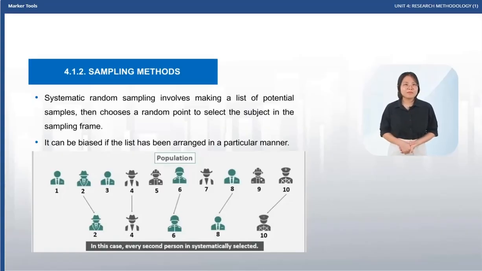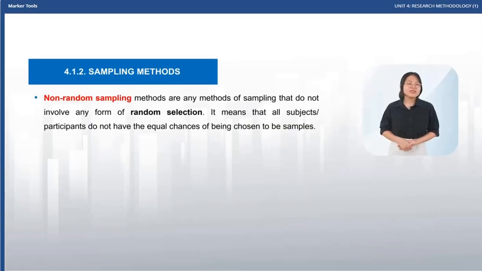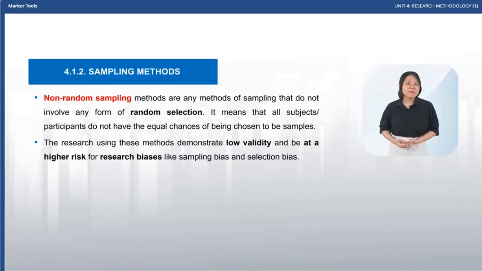Let's move on to the next type, which is non-random sampling methods. Non-random sampling methods are any methods of sampling that do not involve any form of random selection. It means that all subjects or participants do not have equal chances of being chosen as samples. When you use these kinds of methods, be aware because they demonstrate low validity and you can be at a higher risk for research bias such as sampling bias or selection bias.